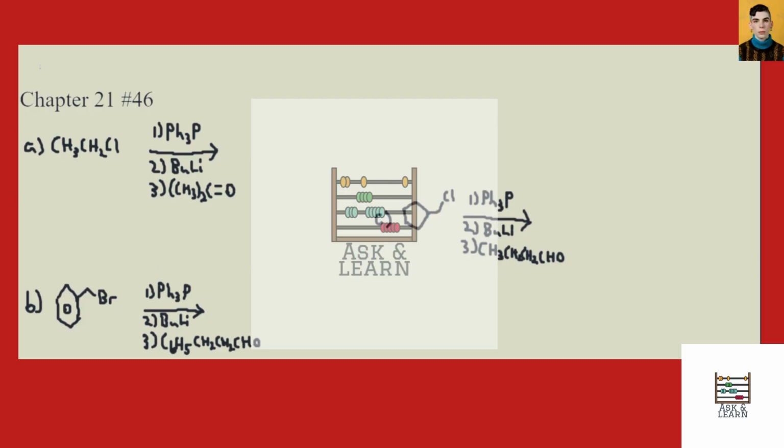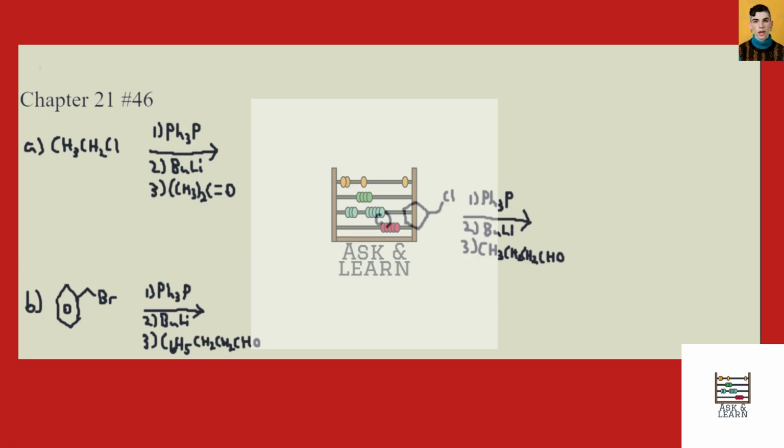This is the answer to Chapter 21, problem number 46 from the Smith Organic Chemistry textbook. This problem asks us to predict the products of three reactions. At first glance, the first thing I see is that each of these is the formation of a Wittig reagent and then reaction of that Wittig reagent with a carbonyl compound.